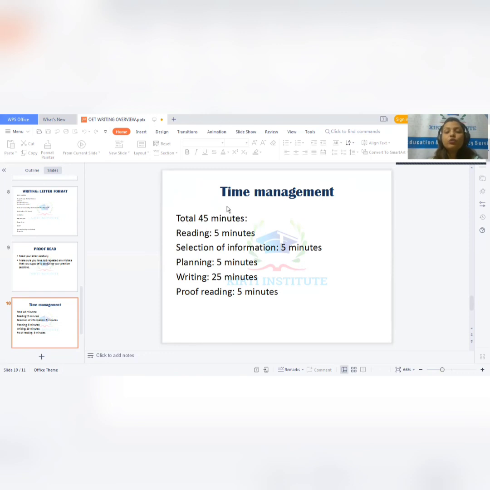You will be given a total of 45 minutes, out of which the first 5 minutes will be only for reading. You will have to read only for the initial 5 minutes. Take the next 5 minutes for the selection of the information. It does not take the whole 5 minutes. It may take 3 to 5 minutes, but not more than 5 minutes.